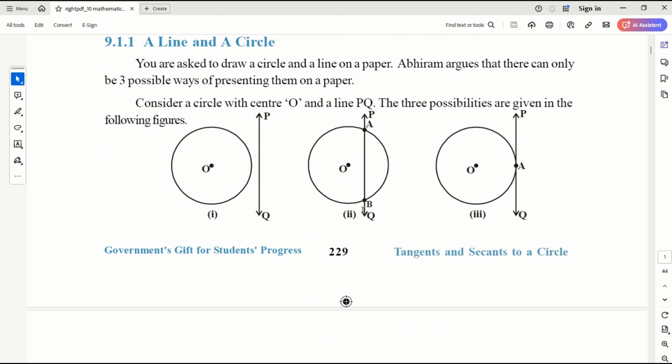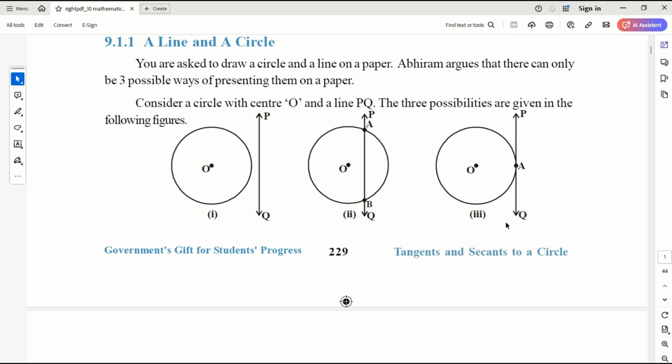In image 2, AB is called a secant. It is intersecting the circle at 2 points. It is cutting the circle and making a sector, basically. And AB, this part of the circle, is called a segment. And AOB with the circle curve is called a sector, right?